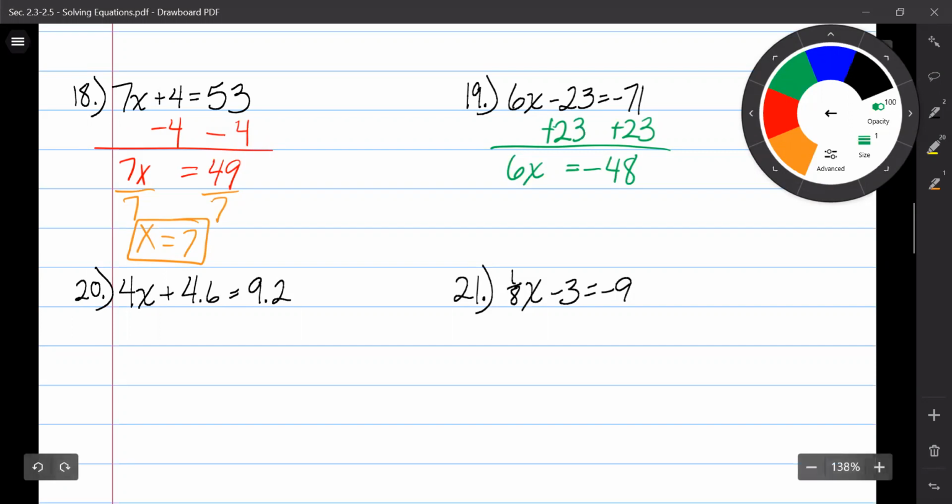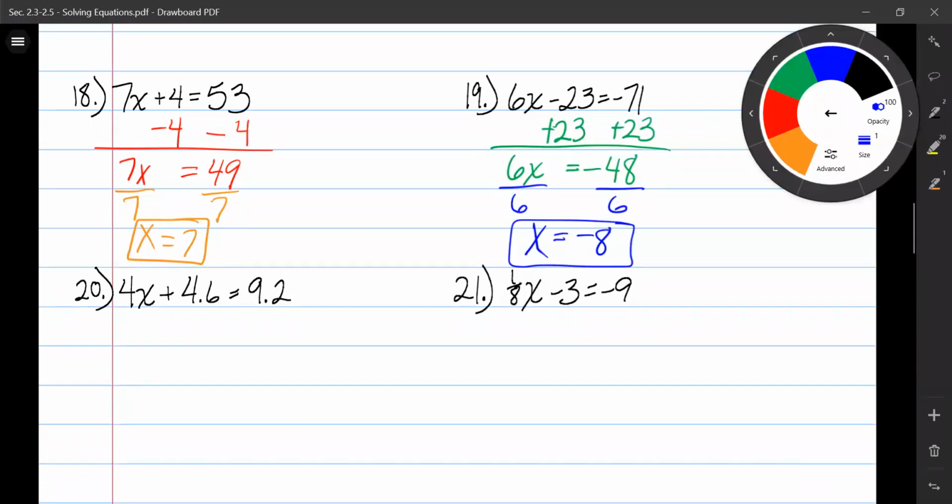And then next we can divide both sides by 6. So x equals -8. Okay.